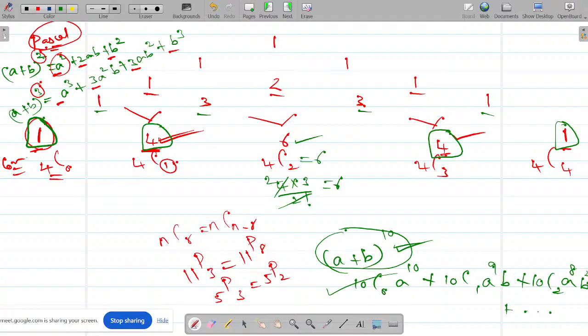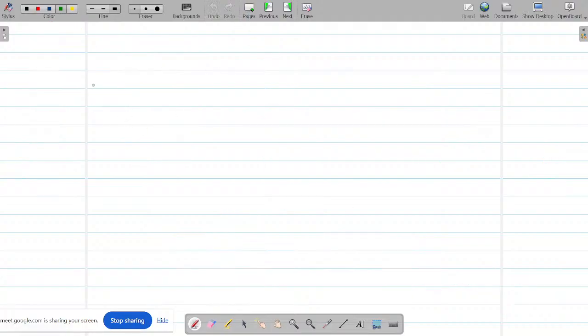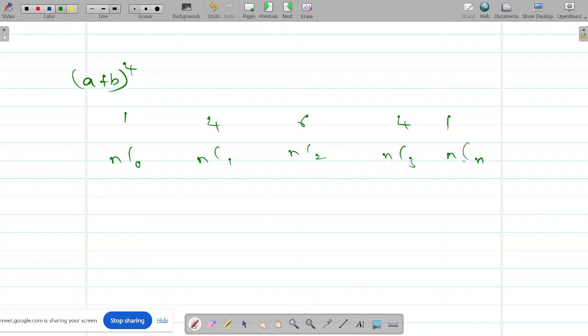So why I'm doing all this is, see this value. For example, if I take (a plus b) to the power 4, what was the coefficient? 1, 4, 6, 4 and 1. This is nothing but nC0, nC1, nC2, nC3 and the last is nCn. Now see what happens here if I have 5 or 6 alphabets, SINGAR, all different. I need to pick one. I can pick any one, there is no problem.